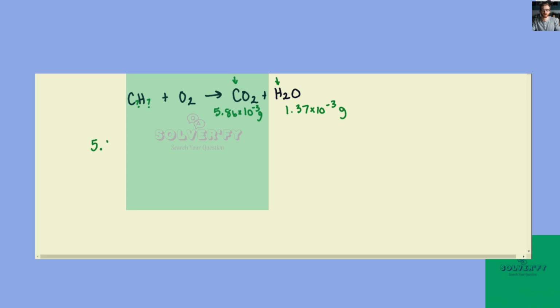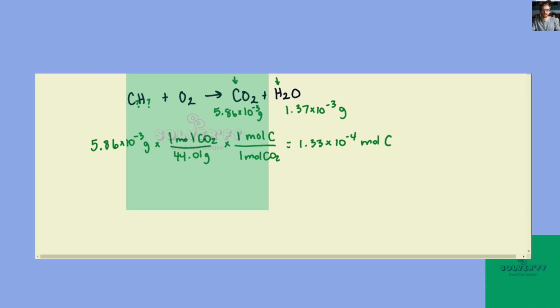We'll start with the CO2. We have 5.86 times 10 to the minus 3 grams. I need to get it into moles, so I'm going to divide by the molar mass. And then I'm looking just at carbon. So here in 1 mole of CO2, I have 1 mole of carbon. And that is going to give me 1.33 times 10 to the minus 4 moles of carbon.